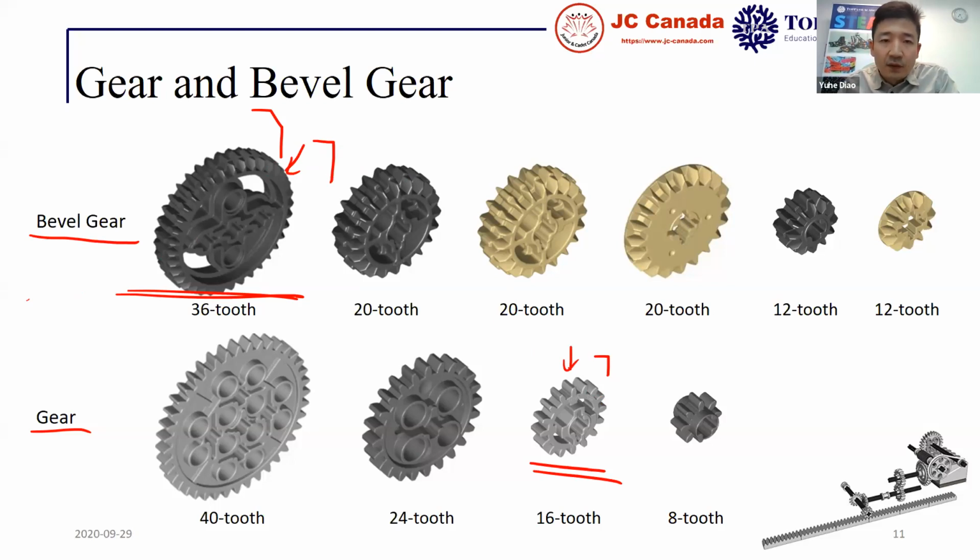Okay, so for now, we just know we have different shapes. And the second, different sizes. We have different numbers of teeth on one gear, right? The smallest one is here, only 8 teeth. And the largest one is 40 teeth here. So different shapes, different sizes. So different kinds of gears.